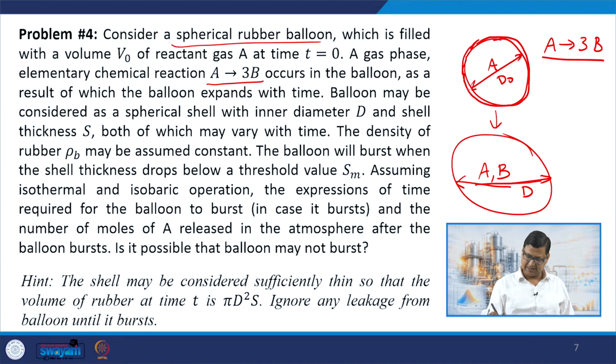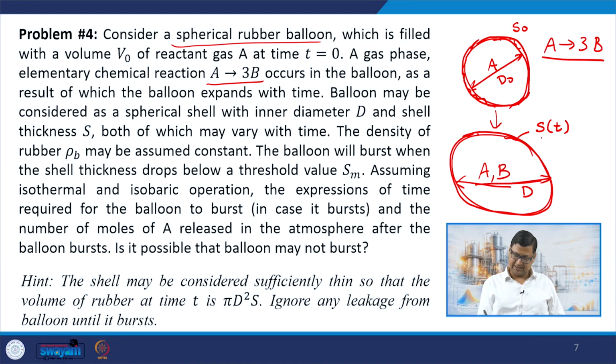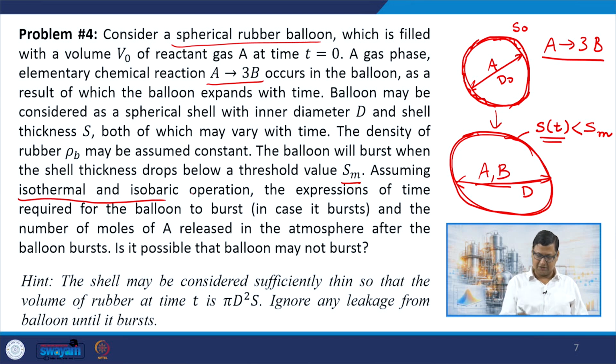So we have a cell thickness, and the cell thickness is of course going to get smaller with time. Let me call it s of t, and in the beginning we have some s naught. And when this cell thickness becomes less than a minimum value Sm, the balloon is going to burst, right? So it is a rubber balloon and it will keep on expanding because of the chemical reaction, and the balloon is going to burst when the rubber thickness comes down below a threshold, right? We are assuming isothermal and isobaric operation, no changes in temperature and pressure.